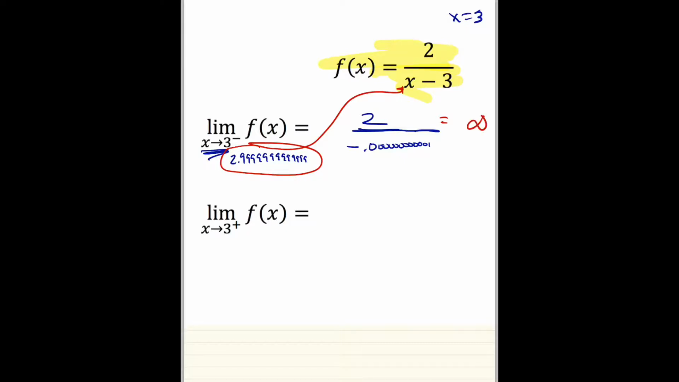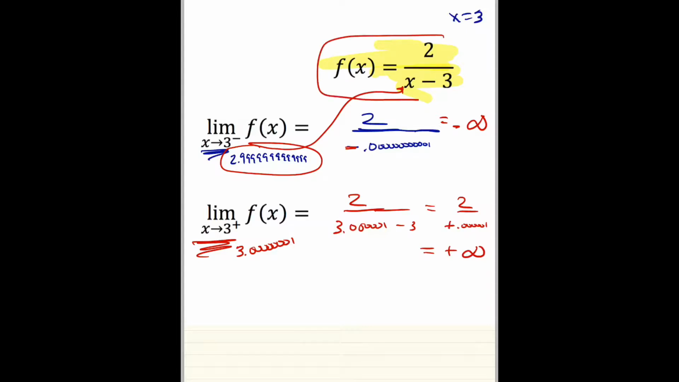So that's infinity, and because it's negative, it's negative infinity. Okay? So this is negative infinity. The limit as x approaches 3 from the right means 3.0000. Remember, limits is not what happens at 3. It means what happens when you approach 3. So when you put 3.0001, you get 2 over 3.0001 minus 3, and that's 2 over positive. And so that's going to be positive infinity.